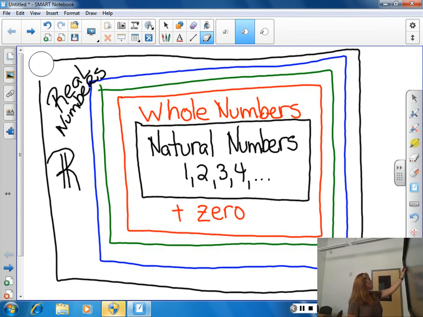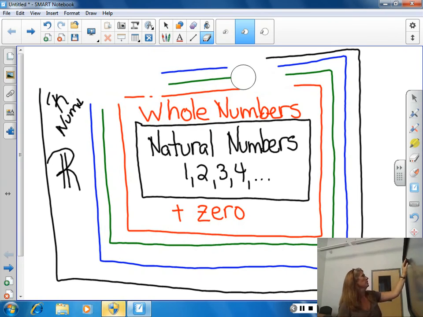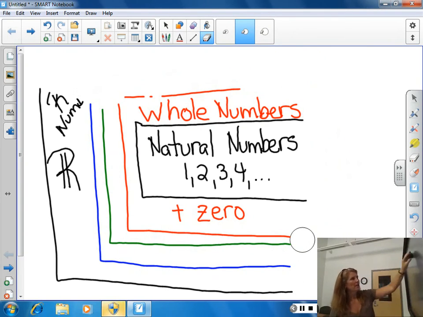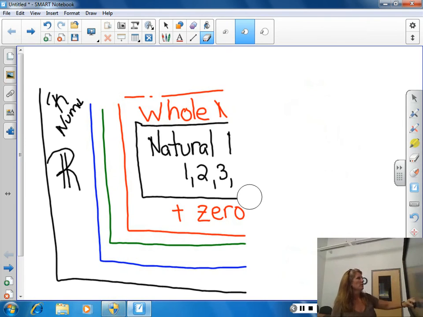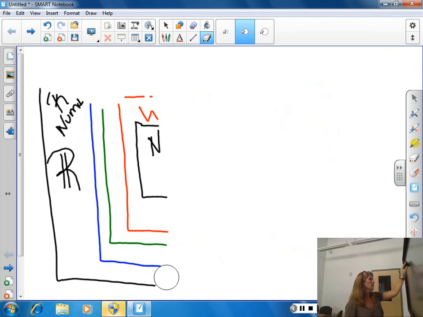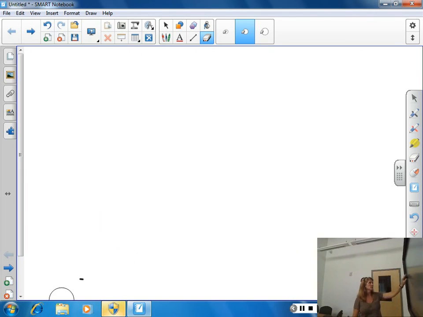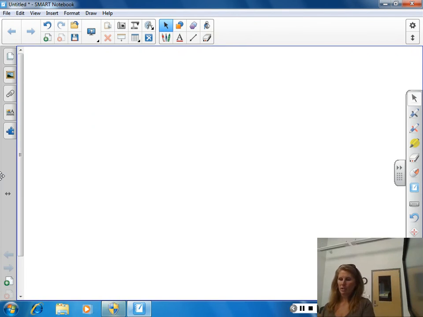Okay. So those are number types, vocabulary that I would like you to have, because I might say, remember this answer is going to be a whole number, and you would then know, oh, that means it's going to be a number that I count with, or 0. And those are the only choices when you're talking about a whole number, so you know it's not going to be a fraction or a decimal or any of that other stuff.